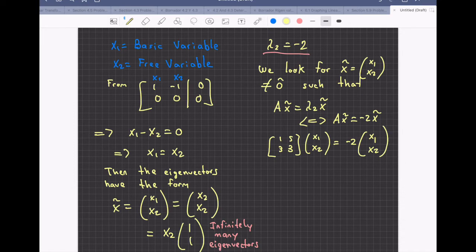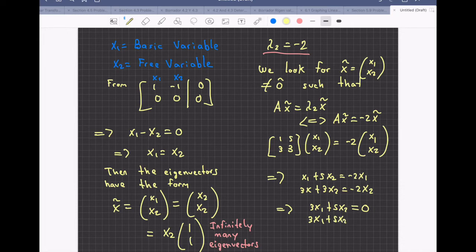And again, we're going to end up with a system of equations. It's going to be x1 plus 5x2 equal to negative 2x1, and 3x1 plus 3x2 equal to negative 2x2. And again, if we simplify this, we obtain 3x1 plus 5x2 equal to 0, and 3x1 plus 5x2 equal to 0. Notice how actually we have the same equation, right? So of course, we're going to have infinitely many solutions.